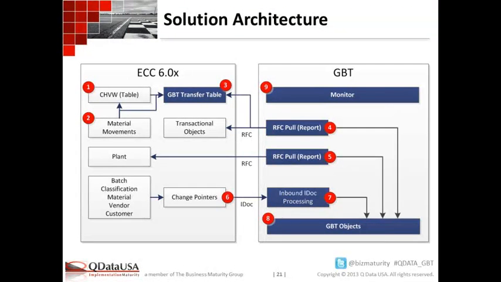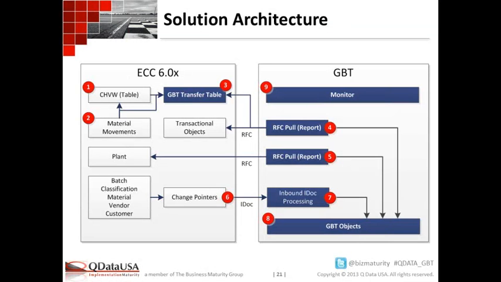So as you change the information in ECC, a change pointer would be created. This is number 6. You schedule a job, RBDMIDOC, to go and pull those from those change pointers, generating an IDOC. That IDOC is a special GBT type IDOC, and it sends it across into GBT, and GBT will then go and update the master data records accordingly.